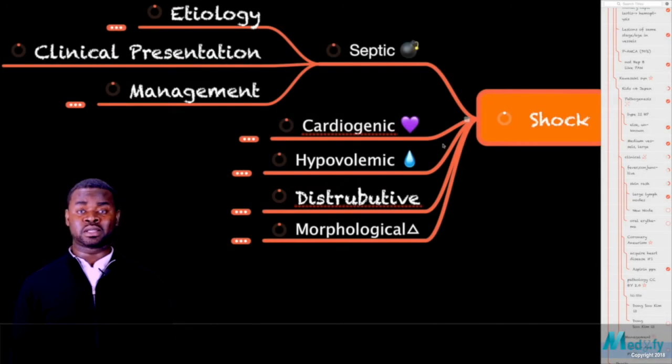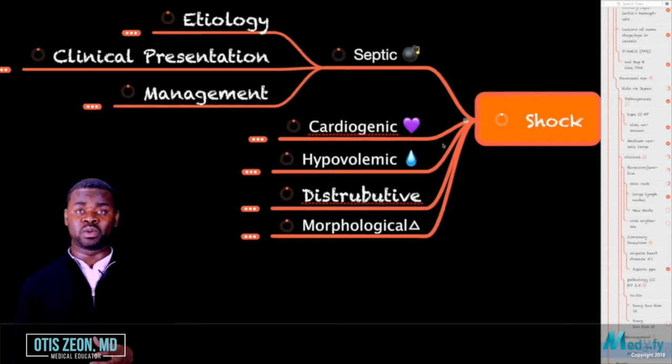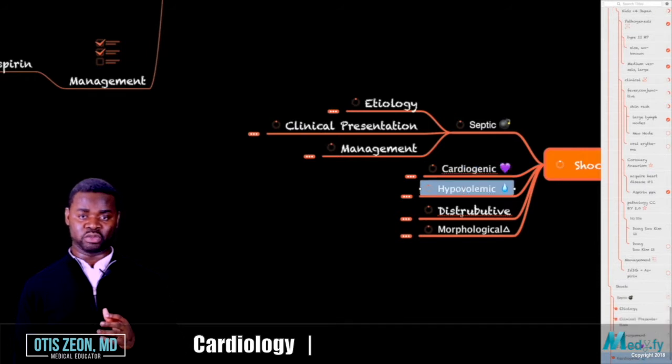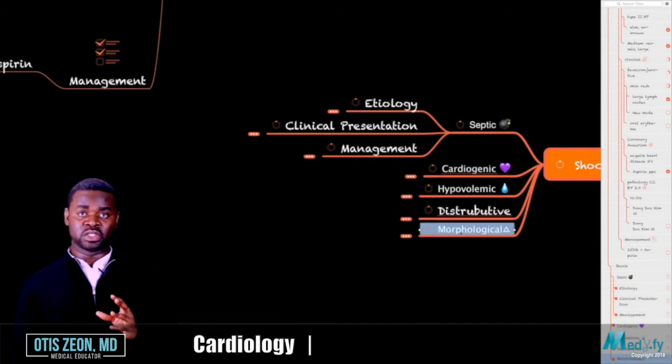Shock is higher only in the context of comparing how the person will present when they have shock. We have different types of shock. We have septic shock, cardiogenic, hypovolemic shock, distributive shock, and different morphological changes with shock.